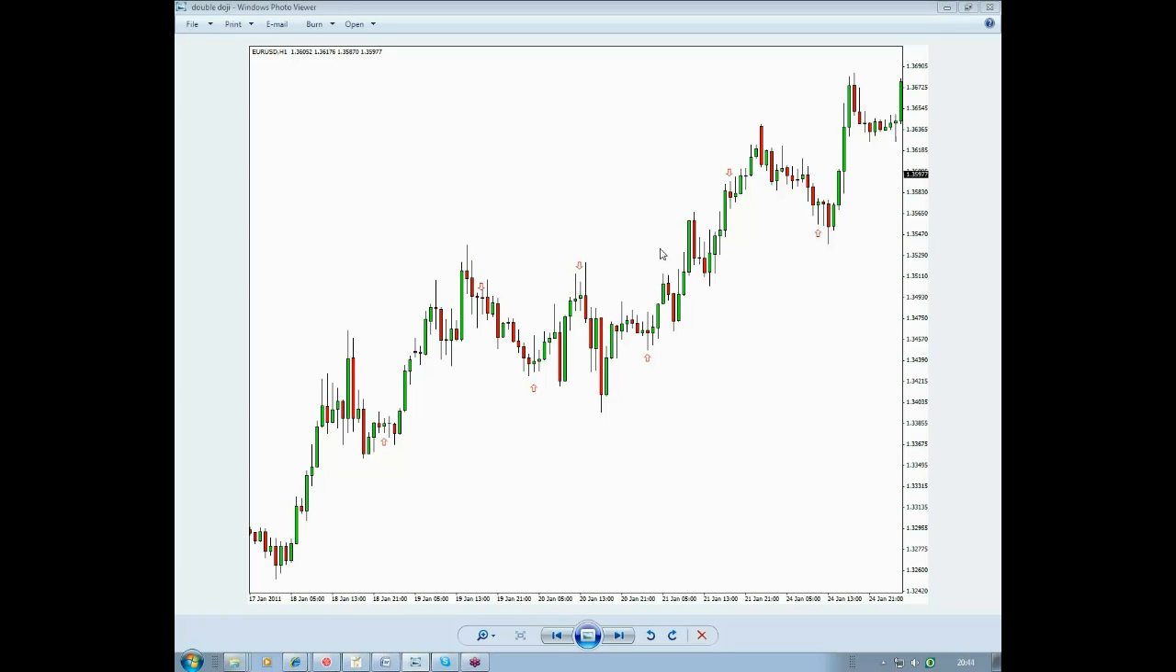But they must be in a row. They must be in a row. 1, 2, 3, 1, 2, 3, 1, 2, 3. If you look at this one, for example, 1, 2, 3, it will not be good. They must be in a row.